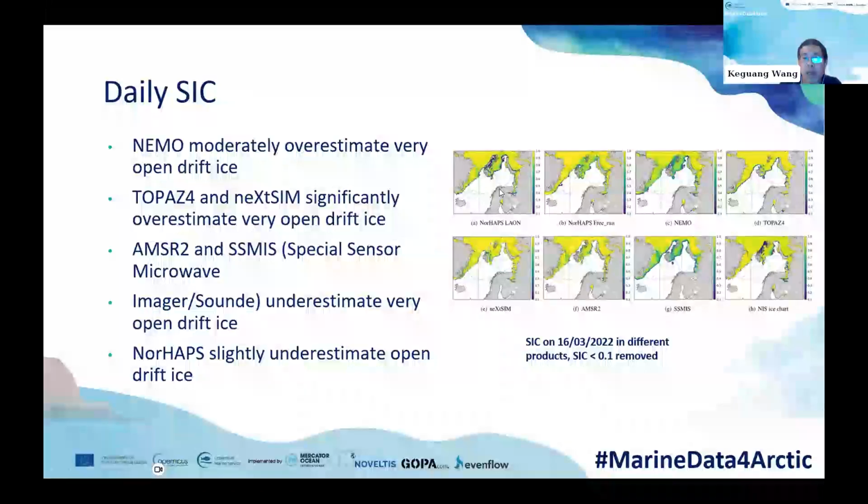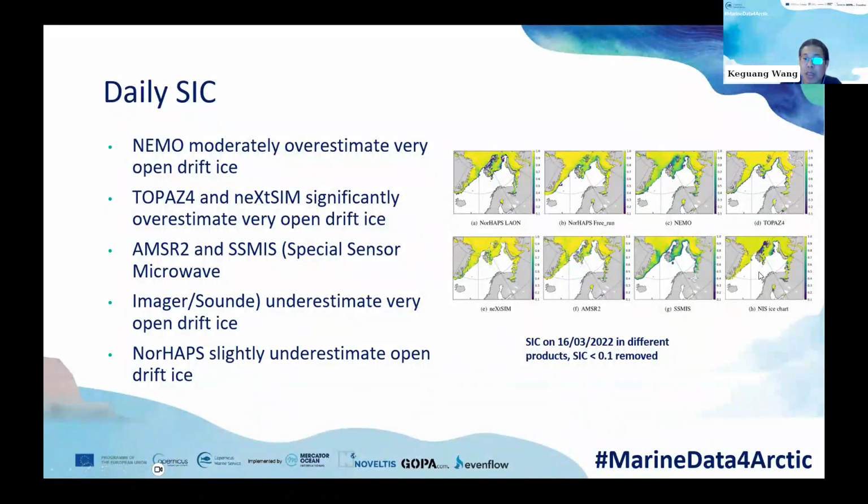the model we assimilate, and this is a free run. And this is NEMO, a global model, Copernicus data, and this is an older one, Topaz 4, and this is NEXTSIM, and AMSR2 and SSMIS, as these are both observations.